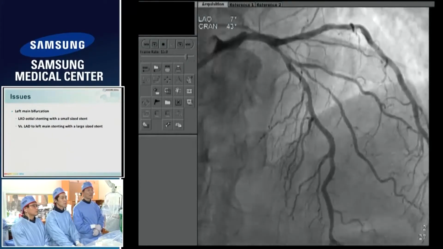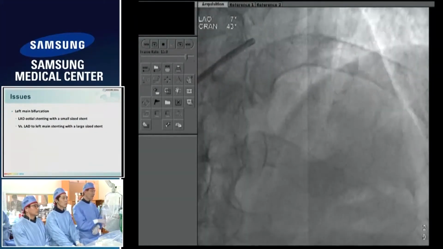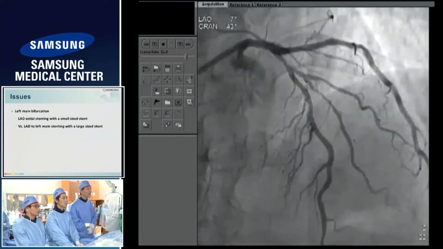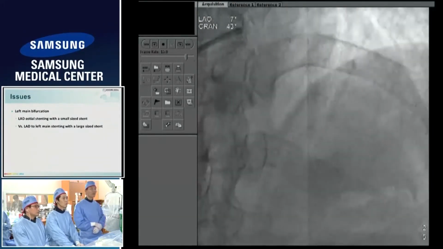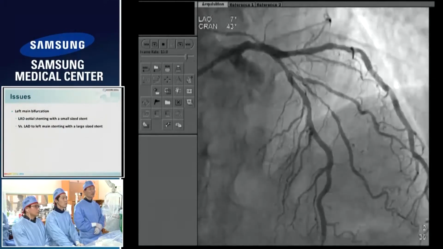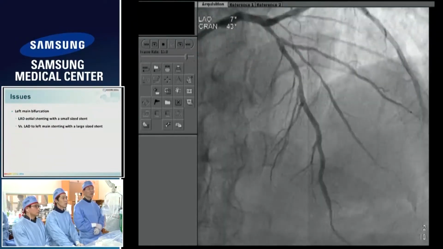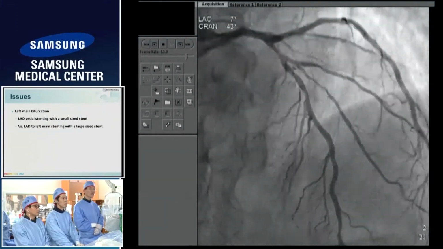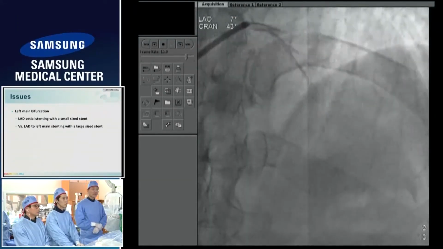So next slide. Another issue I found today is that after the IVUS examination, we found some plaque across the left main bifurcation. So we are considering LAD ostial stenting with a small size stent or scaffold, or you may want LAD to left main stenting with a larger size stent.